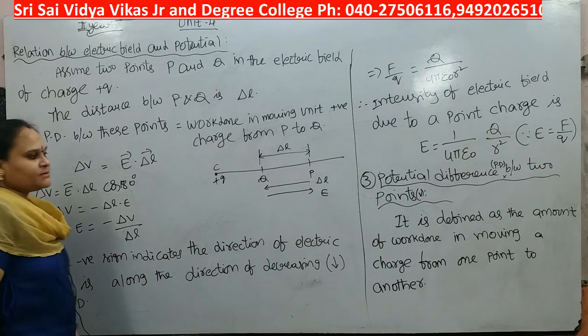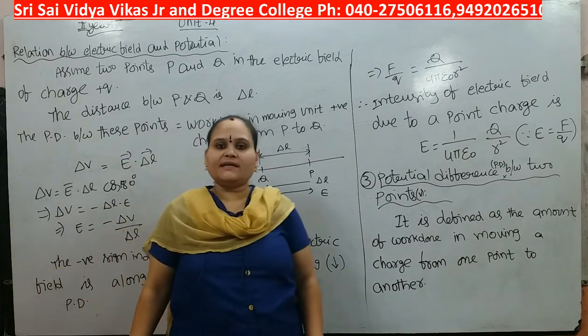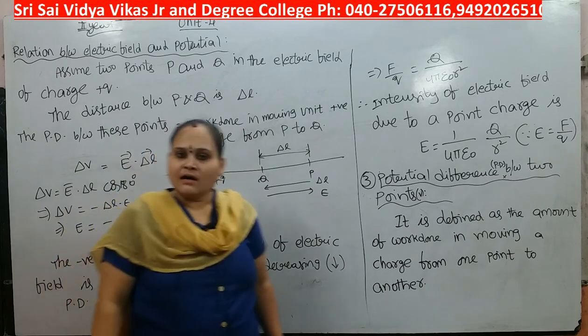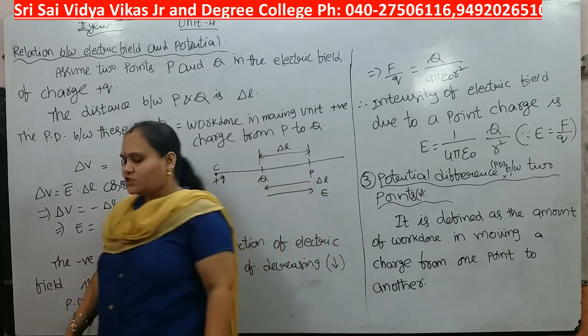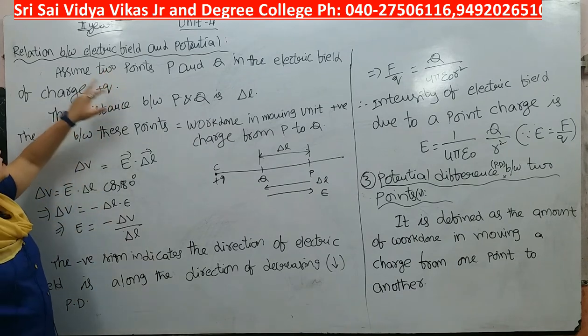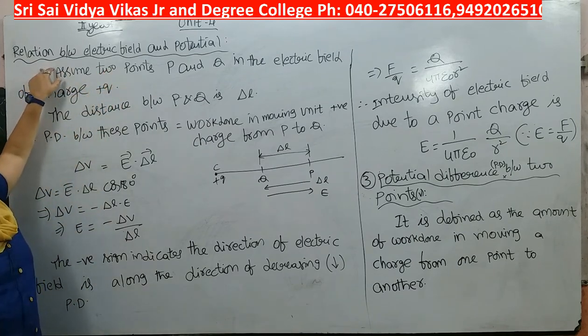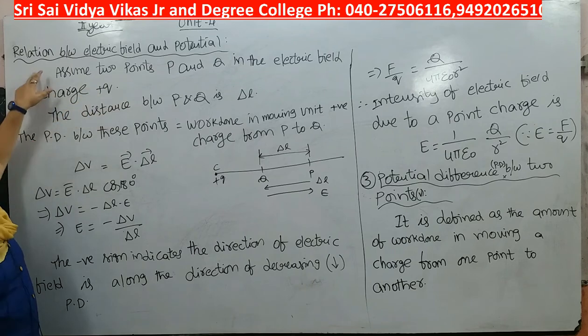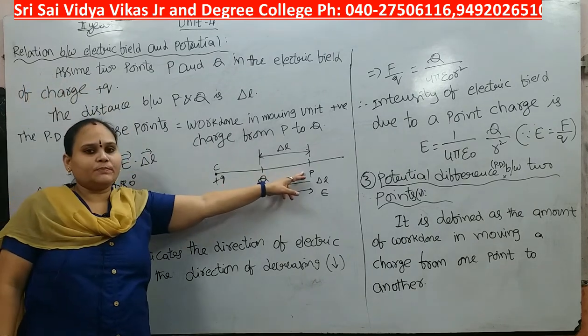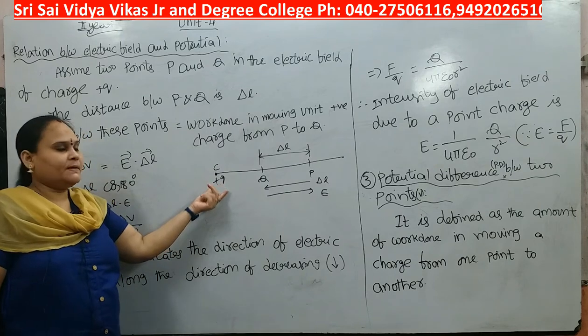Now, potential difference between 2 points is defined as the amount of work done by moving a unit positive charge from one point to another point. Now, we will calculate the relation between the electric field and the potential. So, assume that 2 points P and Q in an electric field of charge plus Q. Here we are considering the 2 points P and Q and a test charge plus Q.